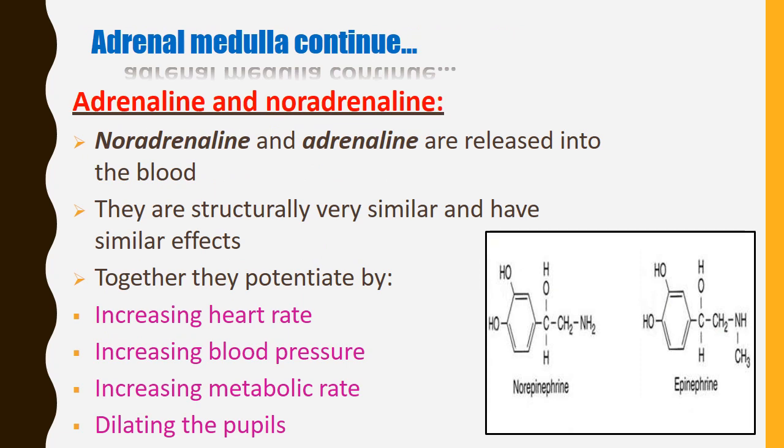Adrenaline and noradrenaline, or epinephrine and norepinephrine, are the same. Noradrenaline and adrenaline are released into the blood. They are structurally very similar and have similar effects. Together they increase heart rate, increase blood pressure, increase metabolic rate, and dilate the pupils. So these are the actions of adrenaline and noradrenaline in our body.